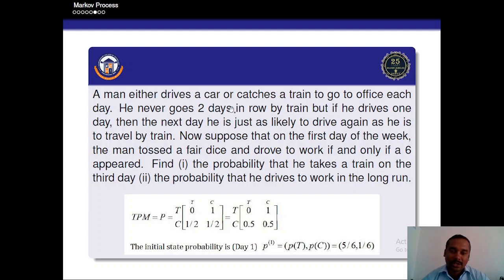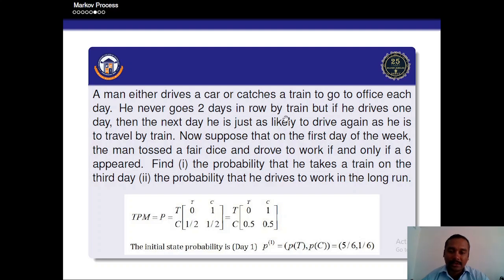There are two states only, car and train. So it is mentioned here, train and car. Now fill these two values, that is, the 2 by 2 matrix values. The first statement: he never goes 2 days in a train. That means if he goes on the first day by train, the next day he definitely does not go by train. So its corresponding entry is 0. The remaining entry should be 1, because the sum of these two entries should be equal to 1.